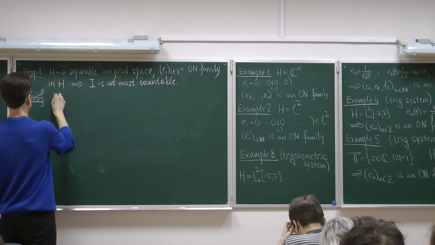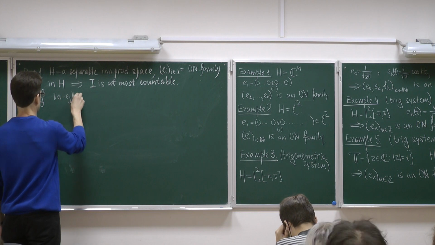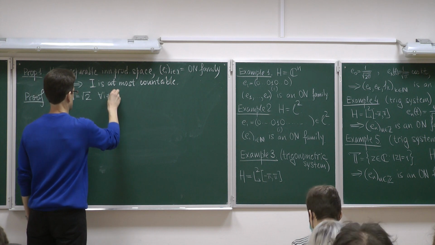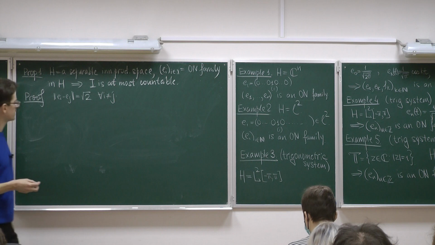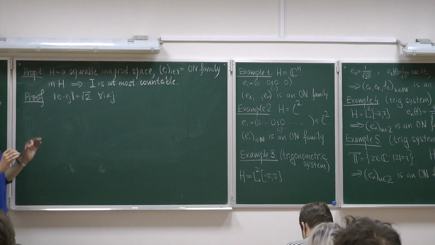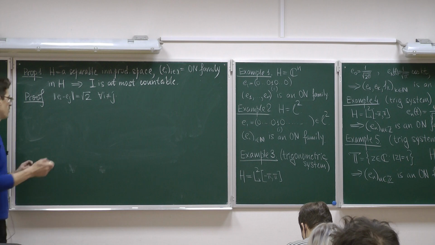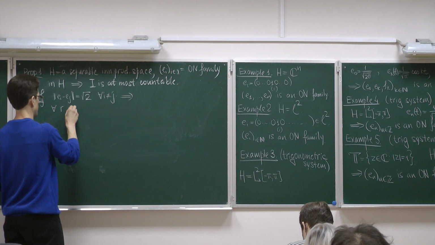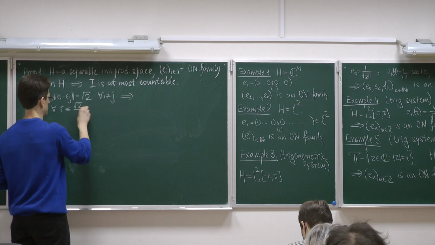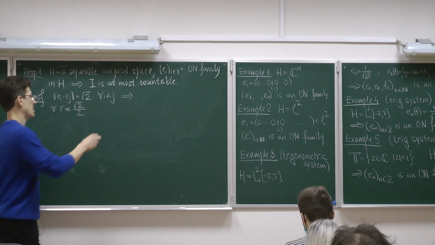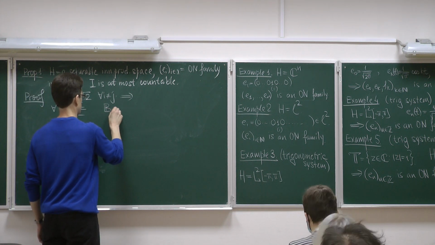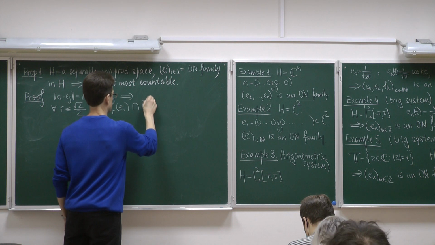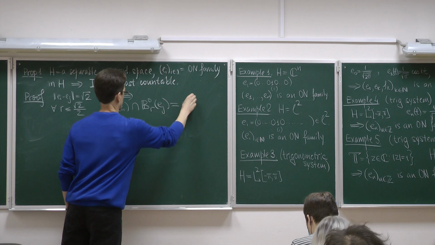First of all, we observe that the distance between e_i and e_j, by the Pythagorean theorem, is the square root of 2 whenever i and j are different. So this implies that for each r less than or equal to square root of 2 divided by 2, the respective open balls centered at e_i and e_j don't intersect. The intersection is empty.